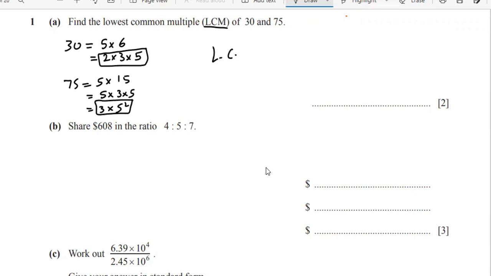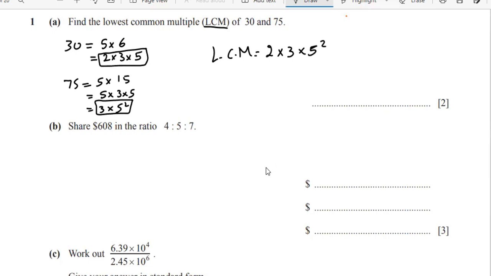To find the least common multiple of the two numbers, we take the union of the two, like we take 2 and we take 3. We take only one 3, and we have 5 to the power of 1 and 5 to the power of 2, so we take the higher power, which is 5 to the power of 2.